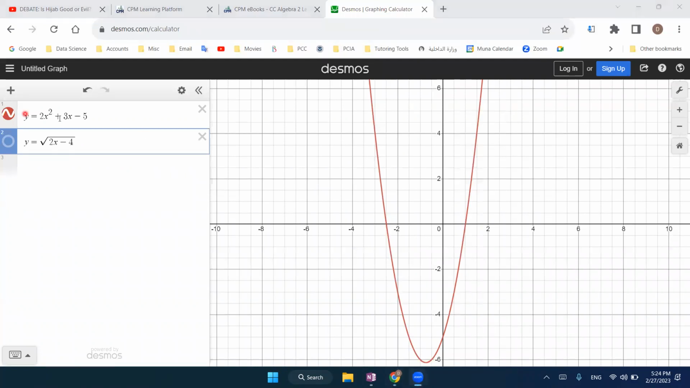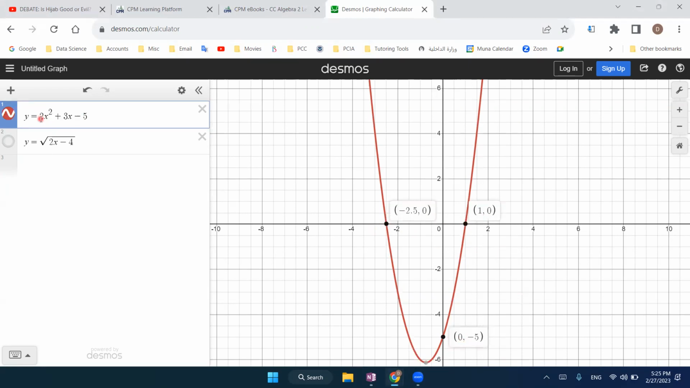And for the first graph, we see the x-intercepts here, negative 2.5. This is the x-intercept, and this is the second x-intercept. As you see here at the x-intercepts, y is equal to 0. So the x-intercepts are negative 2.5 and 1. The y-intercept is here. It is negative 5. As you see at the y-intercept, x equals 0.